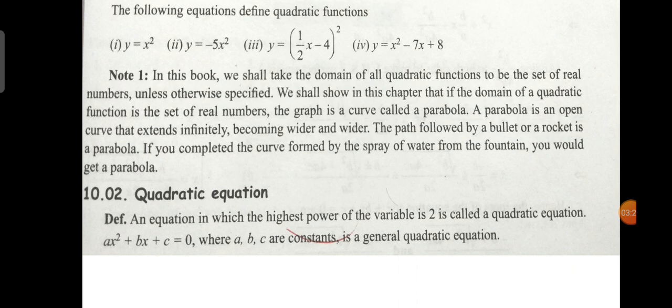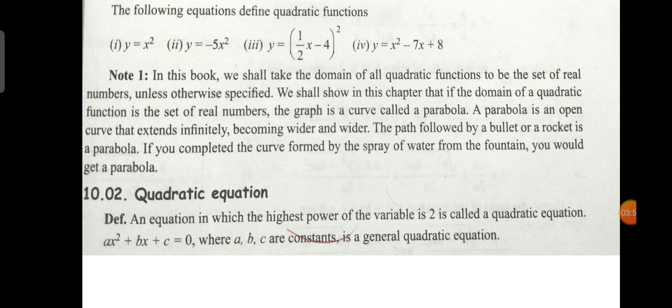For example, y is equal to x square is a quadratic function. y is equal to minus 5x square. y is equal to half of (x minus 4) the whole square. y is equal to x square minus 7x plus 8. These are some examples of quadratic functions. So now, what is a quadratic equation?